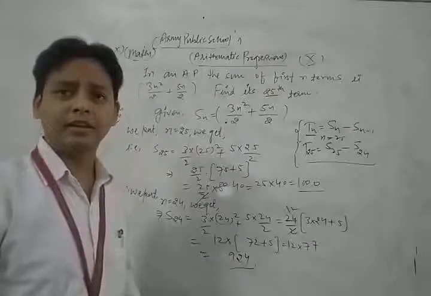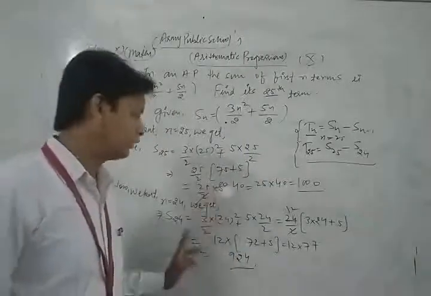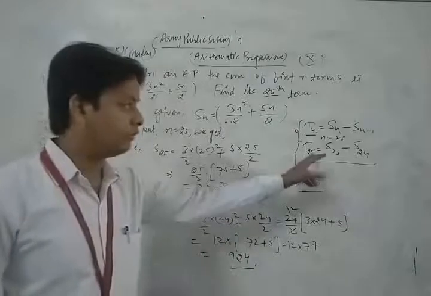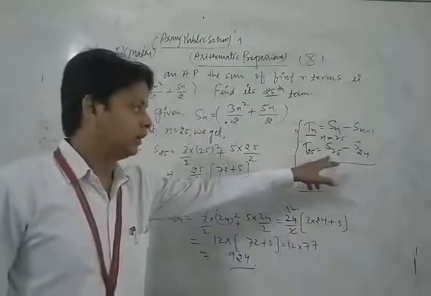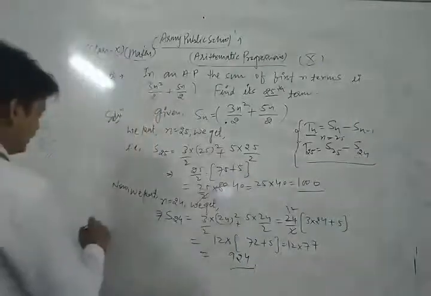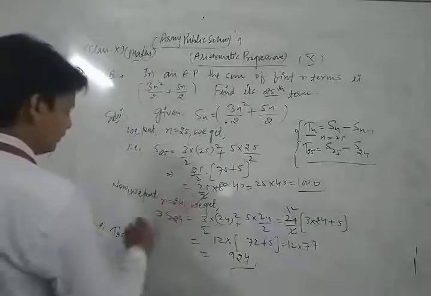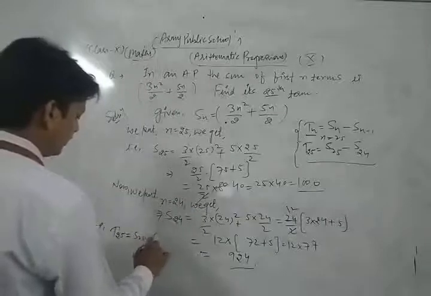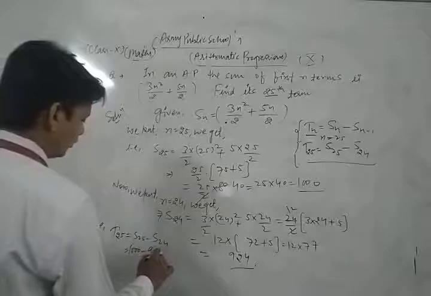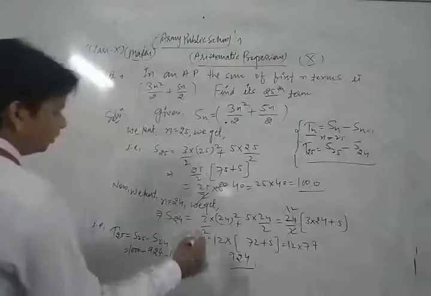So in this way, dear student, we find the sum of 25 terms and the sum of 24 terms, just replacing the value of n. Now its 25th term will be the sum of 25 terms minus the sum of 24 terms. That is T25, its 25th term, equal to S25 minus S24, which is 1000 minus 924, which is 76. This is also the required solution of the given question.